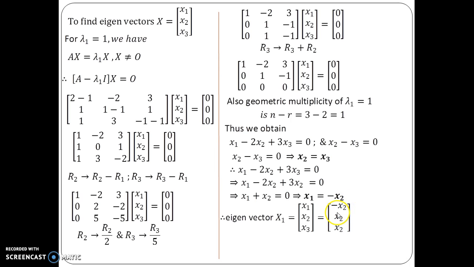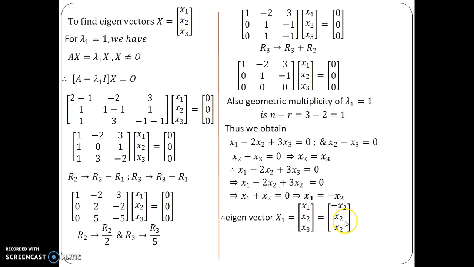That's what you are supposed to write then. So x1 is nothing but minus x2. x2 is a free variable because geometric multiplicity indicates the number of free variables. So I am choosing x2 as a free variable. x3 I am writing as x2. So that's what we have over here.